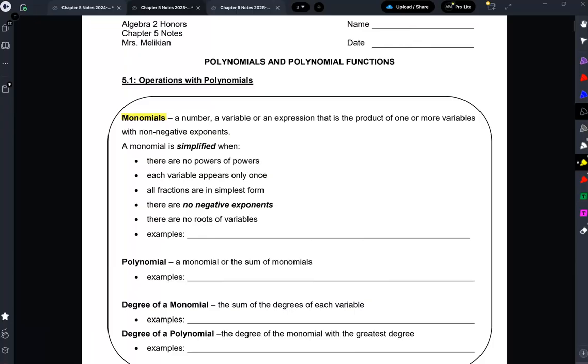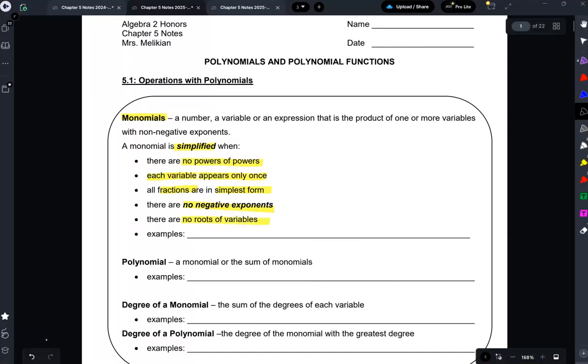How do you know when a monomial is simplified? Well, basically, there should not be any powers of powers. Each variable should only appear once. Fractions should be in simplest form. I mean, that should be the case anytime, right? Like, don't ever be walking around with an unsimplified fraction. There should be no negative exponents. This is a big one. That's why it's in bold. Never any negative exponents anywhere. Also, you should not have any roots of variables.